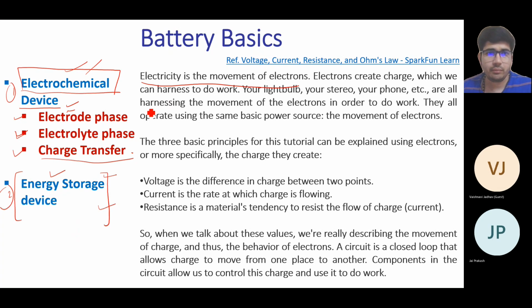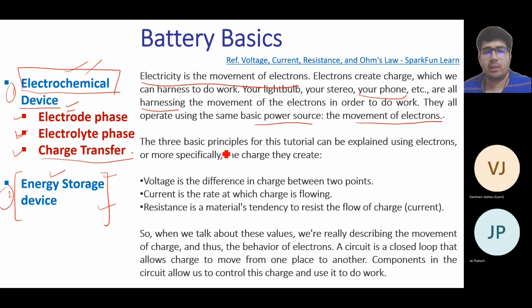Overall, we are harnessing the movement of electrons in order to do work. And what is the meaning of work here? From a light bulb we are getting light, from a stereo we are getting sound, and from a phone we are getting our multimedia functions. We can talk and do all other things. So basically we can do our required work from that particular equipment. They all operate using the same basic power source, the movement of electrons. The basic is the movement of electrons, that is electricity.